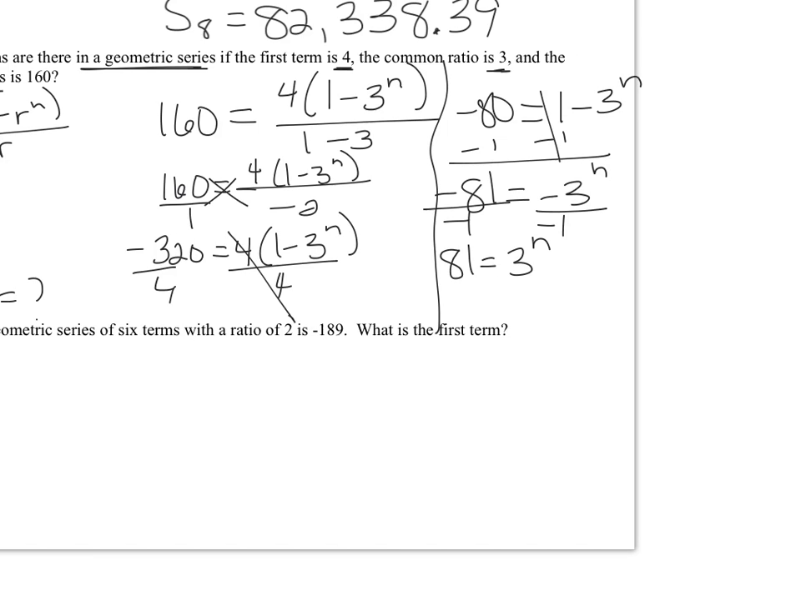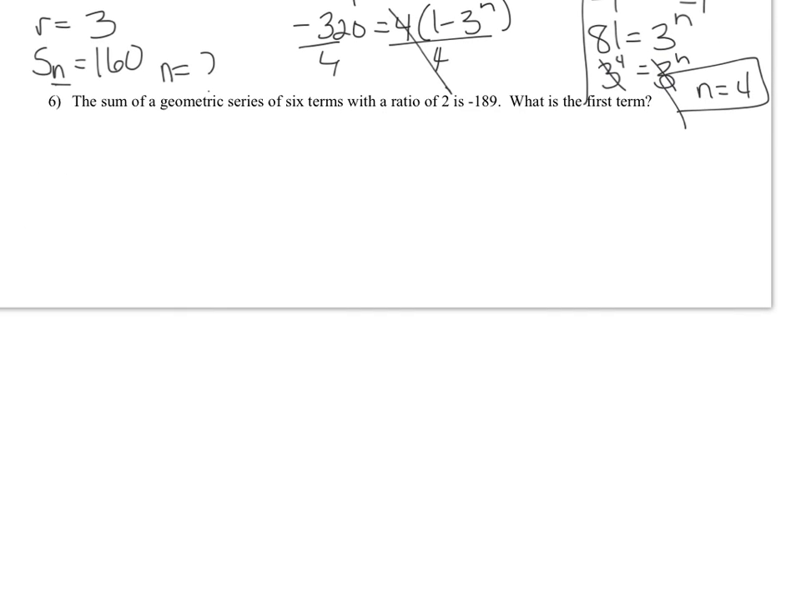You can either do common bases here, which we just did in a do now, or you can use logs. But 81 is 3 to the 4th. Drop the 3s, and n equals 4. Okay, so there are 4 terms.